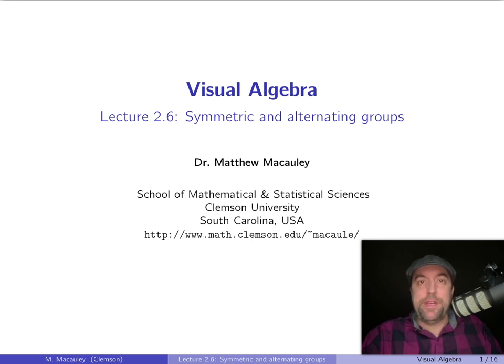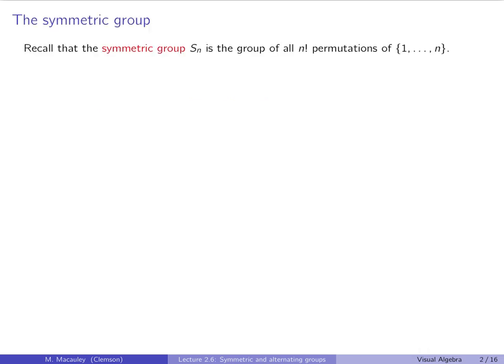Remarkably, these have a number of Cayley graphs that can be built on the skeletons of Platonic and Archimedean solids, so be prepared for a bunch of beautiful, colorful pictures throughout this video. In the beginning of last lecture, I defined the symmetric group Sn to be the group of all n factorial permutations of 1 up to n.